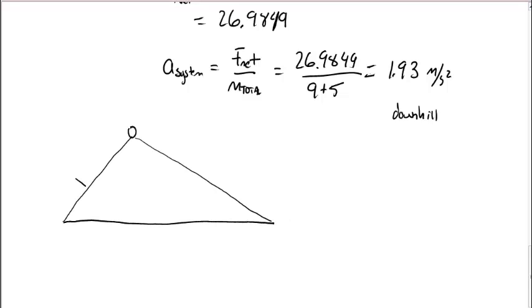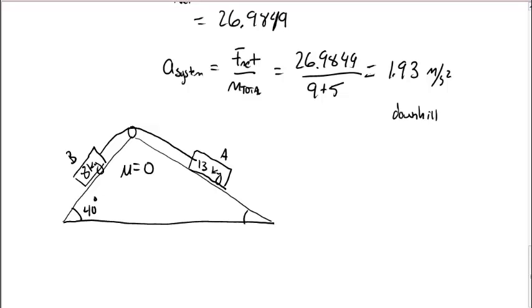It has two masses. This mass is 8 kilograms, call that B. This mass is 13 kilograms, call that A. And the coefficient of friction is 0. There's an angle of 40 degrees on this side of the triangle, and an angle of 30 degrees on the other.